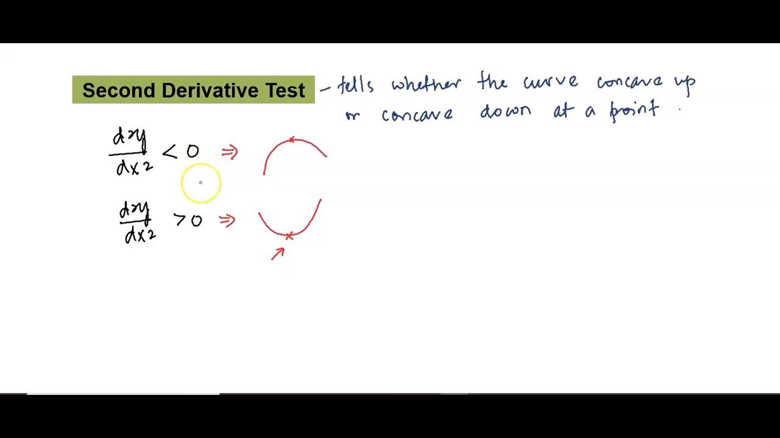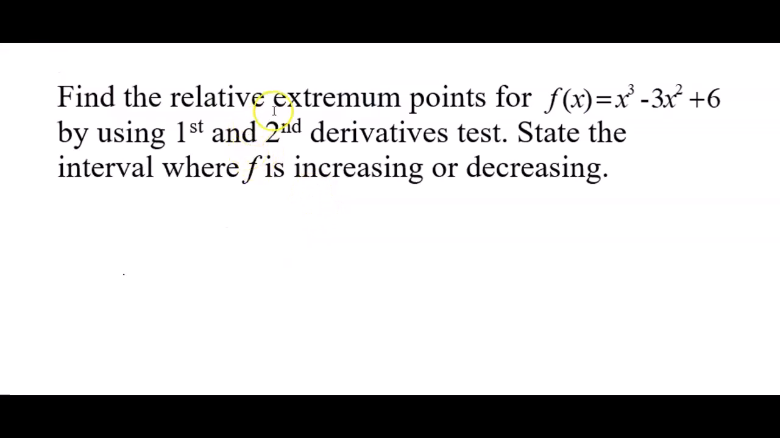If you realize that the second derivative of a function is hard to get, meaning that the process is quite long, then I recommend you to use the first derivative test to determine whether it is a local maximum or local minimum. Here is an example where we need to find the relative extremum points for f(x), which is a polynomial, by using the first and the second derivative test. State the interval where f is increasing or decreasing. In this case, relative extremum points means both relative maximum and relative minimum. We need to find both if they exist.